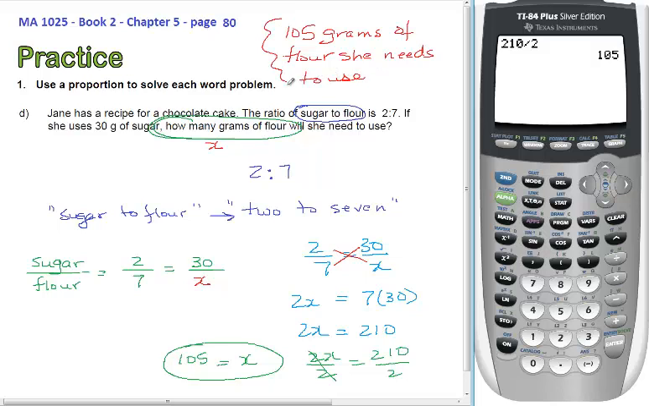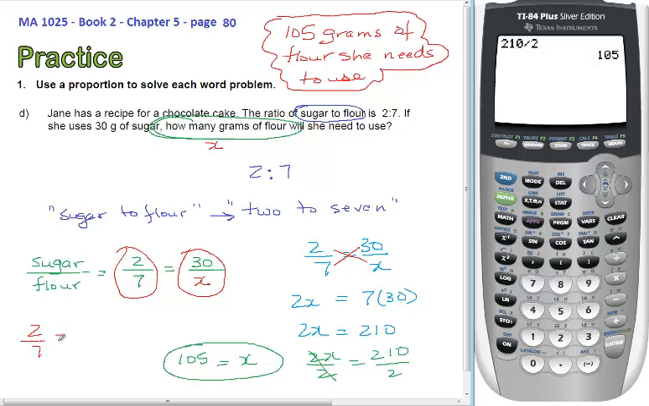So when you take this final answer, it's nice to check it and make sure. Now, how can we check it? Well, we know that 30 over that number should equal 2 over that number. So 2 over 7 should equal 30 over 105. Now, I encourage you to, even if you go to your calculator, make sure the left-hand side equals the right-hand side. 2 divided by 7, what is that? That's 0.28571. See it on the calculator right there.